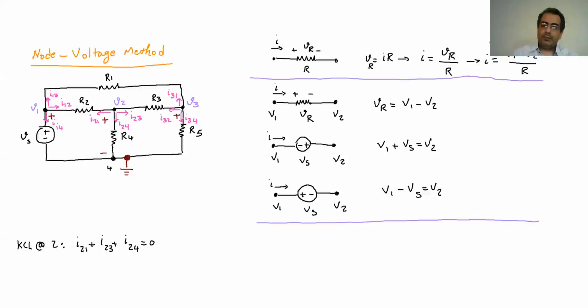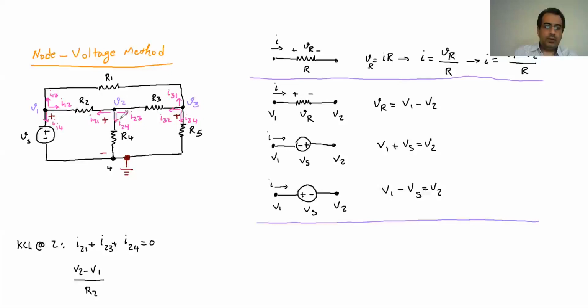Now look at this equation here. I'm going to write this equation for each of these. So I start from I2,1. I2,1 is going to be V2 minus V1, start minus end. So it starts at 2, ends at 1, so 2 minus 1. And what is in between is R2. So this is the I2,1.